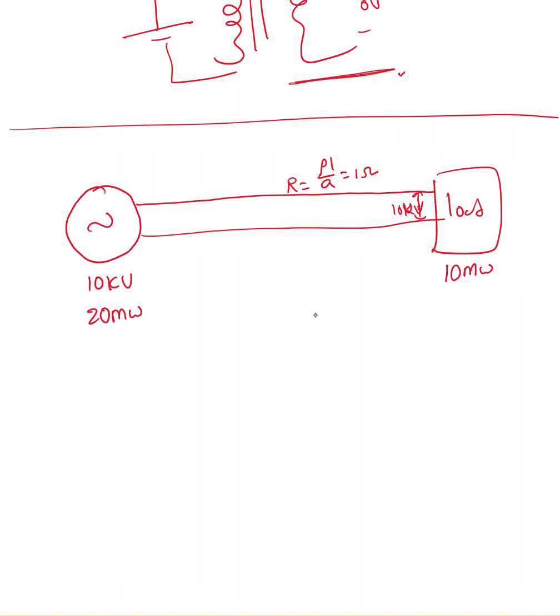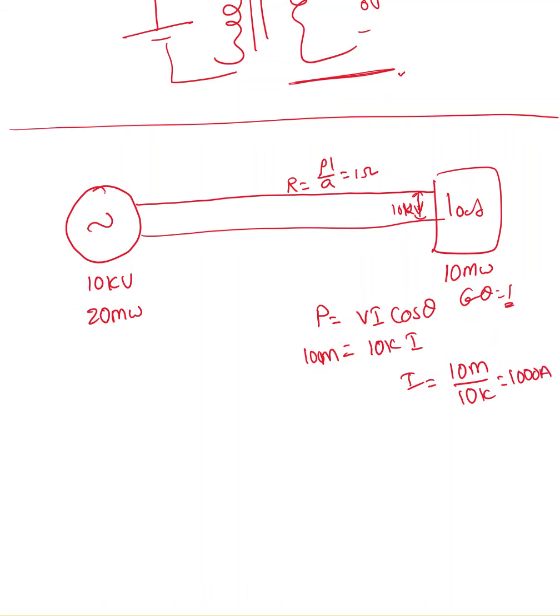So out of 10 kV, what is the current taken by this load? P equals V I cos theta. I haven't talked about cos theta in this class. Let me take that as 1. That's called power factor. Cos theta equals 1. Don't worry about it. P equals V times I. So V is 10K, and P is 10M. So I must be 10M over 10K. That will give you 1000 ampere.